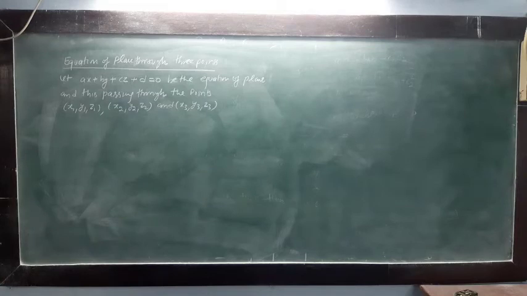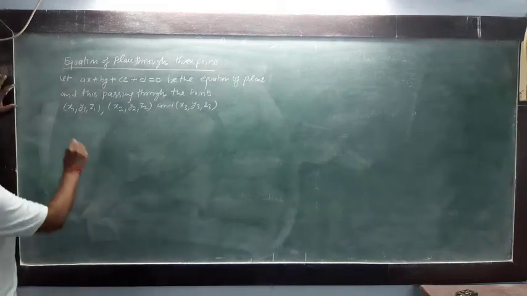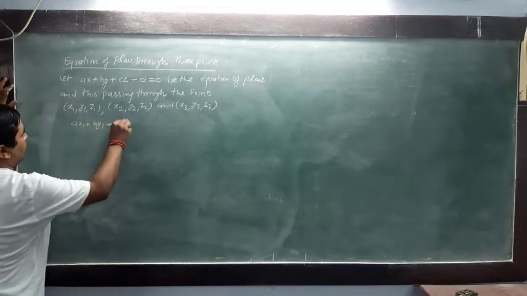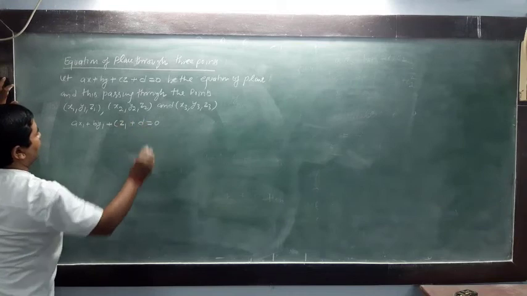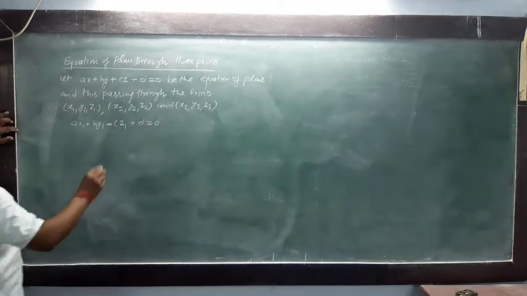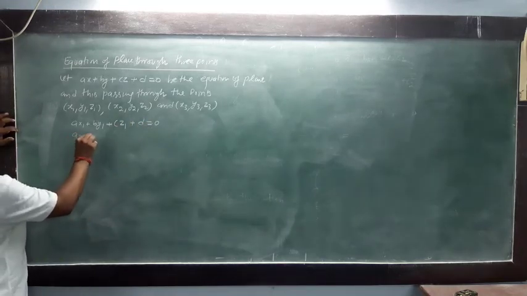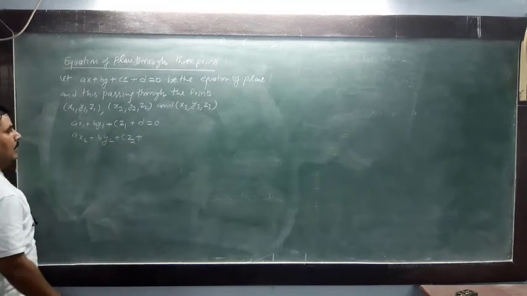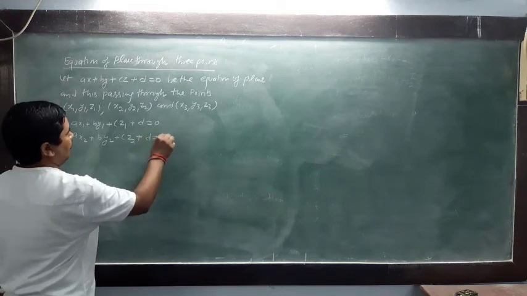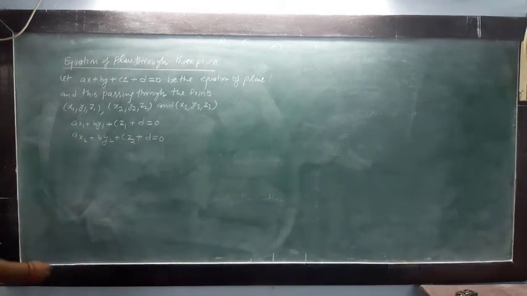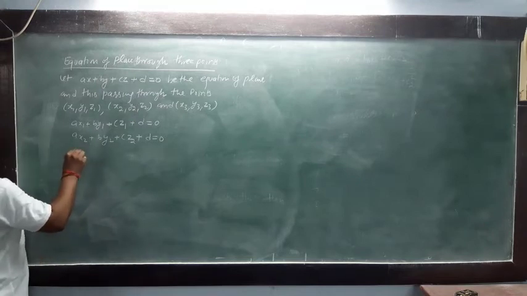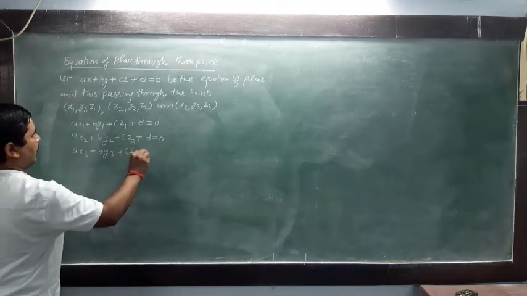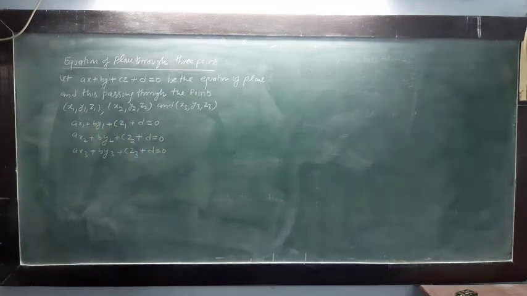Because this plane passing through these 3 points, then obviously this ax1 plus by1 plus cz1 plus d will be equal to 0, and ax2 plus by2 plus cz2 plus d is equal to 0, and ax3 plus by3 plus cz3 plus d will also be equal to 0.